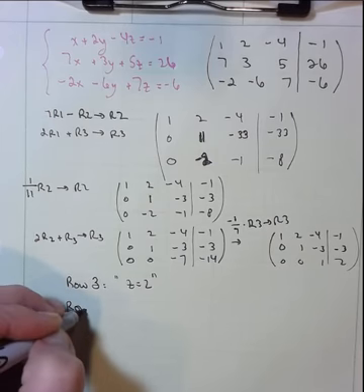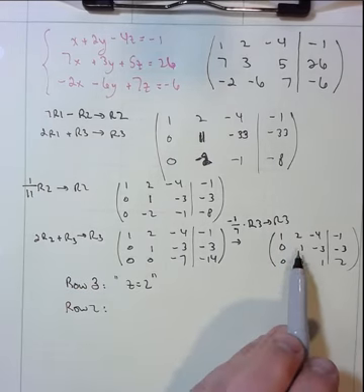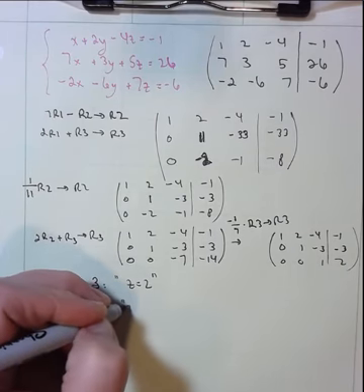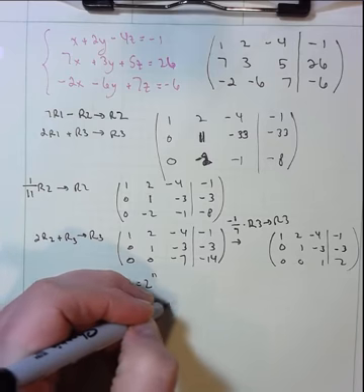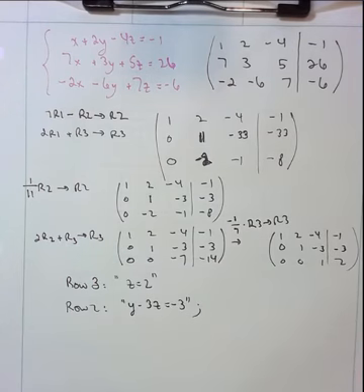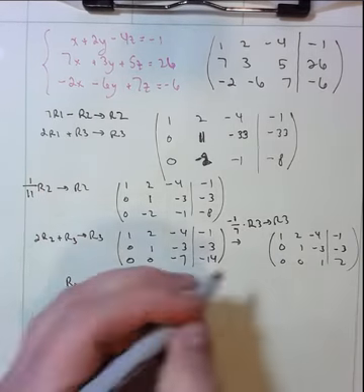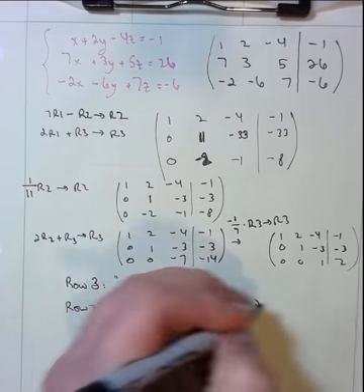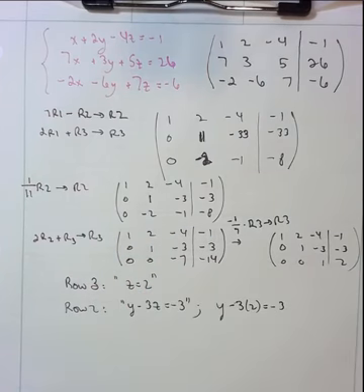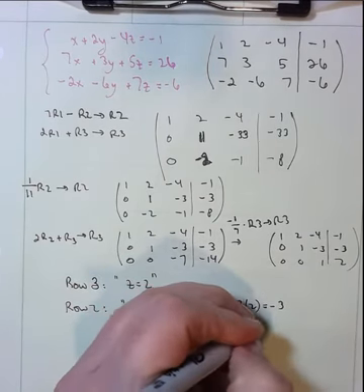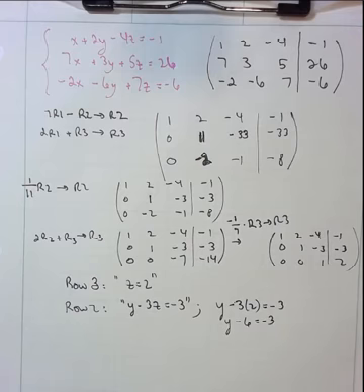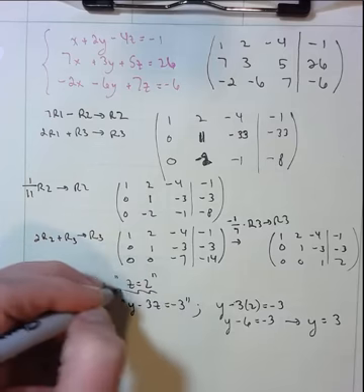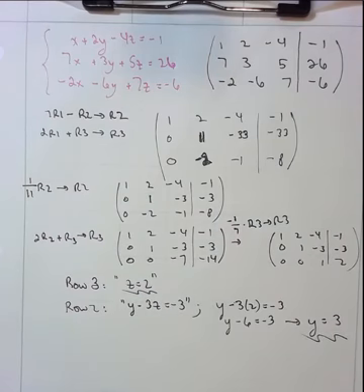Row 2 tells us that 0x plus y minus 3z equals negative 3, or it tells us that y minus 3z equals negative 3. But we've already learned that z equals 2, so that means that y minus 3 times 2 equals negative 3, or y minus 6 equals negative 3. Add 6 to both sides, y equals 3. And now we know 2 of our 3 solution values.